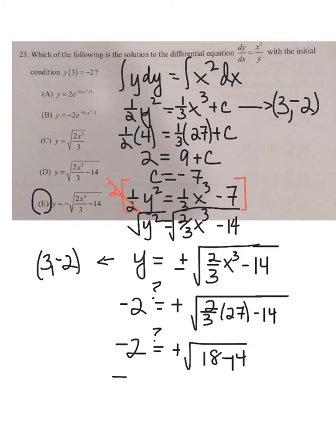Sorry, so that's -2 equals the positive, and 18 minus 14 is 4, and the square root of that is 2. Well, look at that. That does not work, and that's why the positive square root is not your answer, and it's not choice D. Now, I'm not going to show you this, but if you plug in 3, -2, and instead of having a positive here, put the negative there, you will see that it does work out. So the answer is choice E.